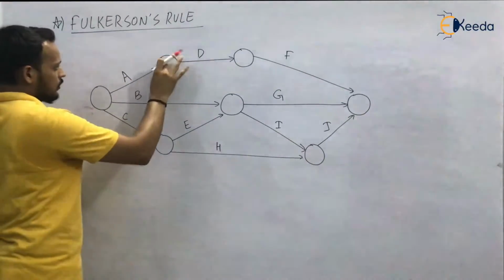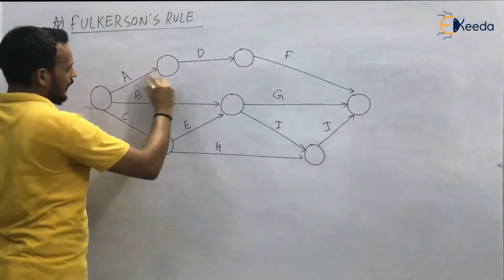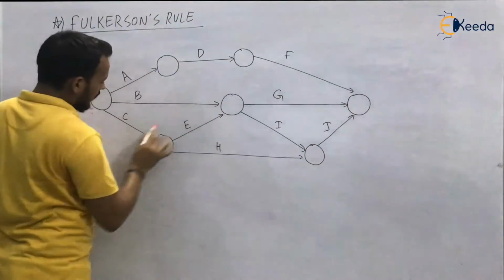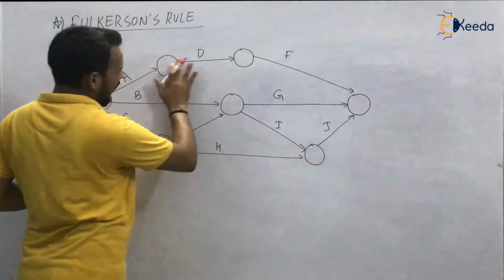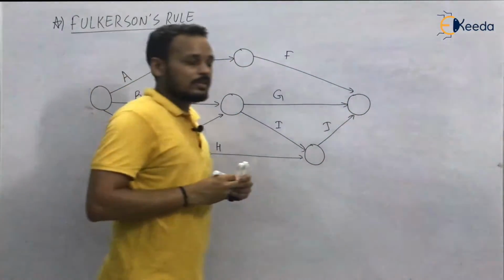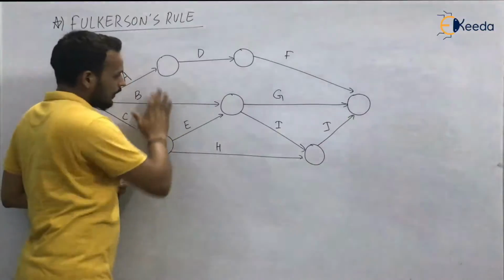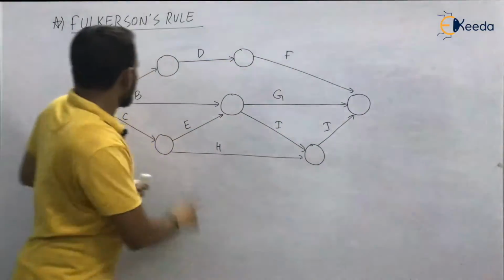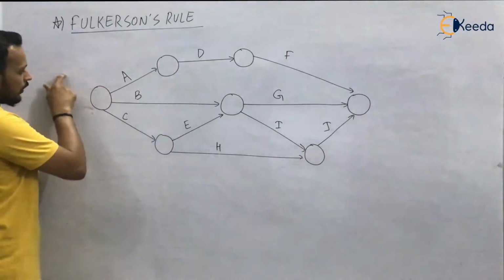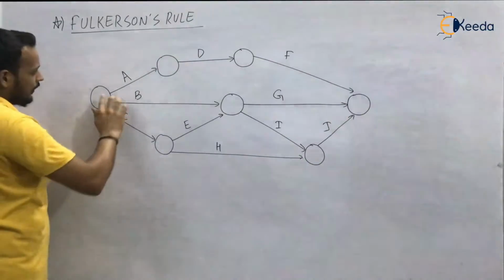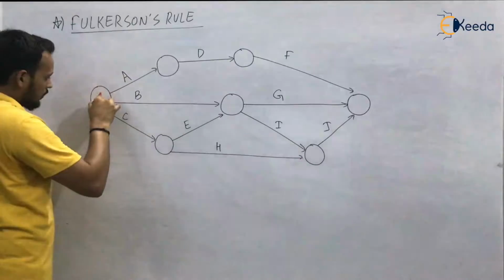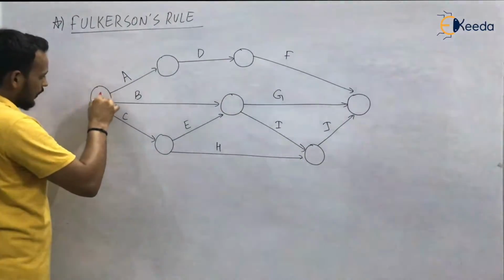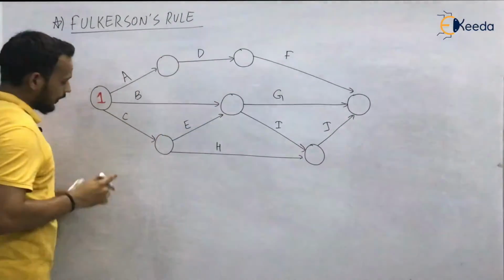Look at this node, it has an incoming activity, activity A. This node, activity B, activity C, activity E, activity H, all these have incoming activities. It means these nodes cannot be named first. This node does not have any incoming activity, it only has emerging activities, so this is named first. It is our first node in this network diagram.